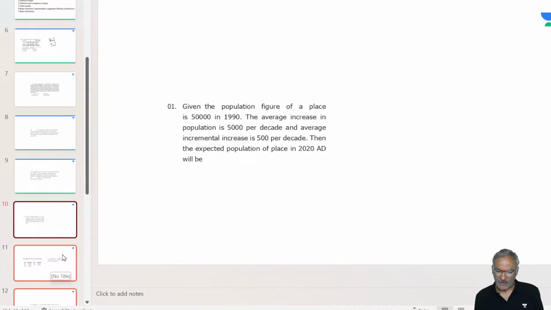The population figure of a place is given as 50,000 in 1990. The average increase in population is 5,000 per decade, that is X bar, and the average increment increase is 500 per decade, that is Y bar. So X bar is given, Y bar is given. Then the expected population of the place in 2020 AD will be?